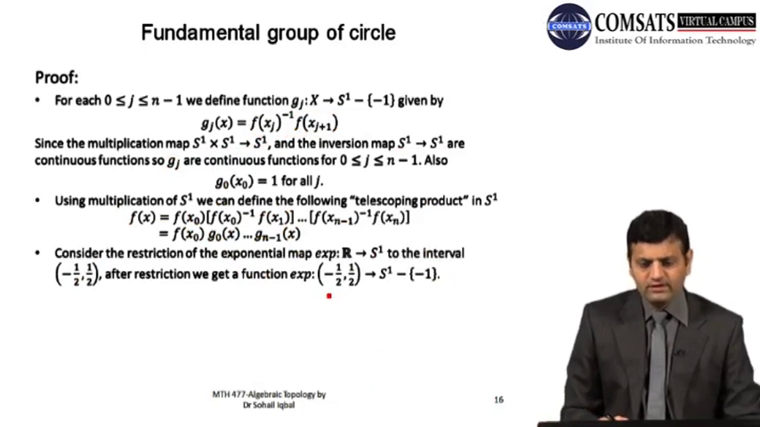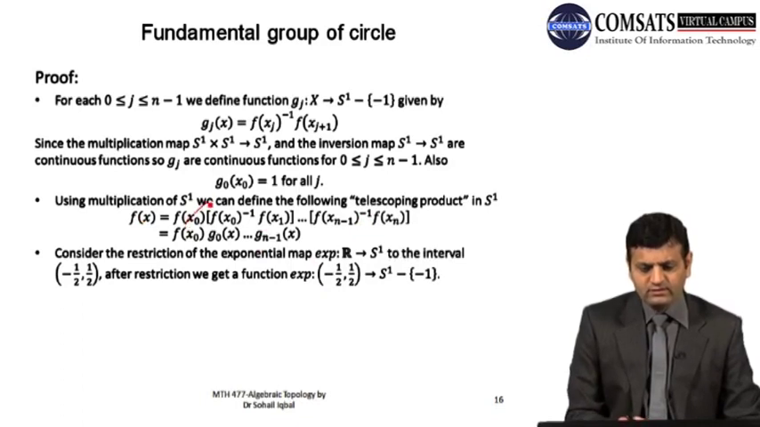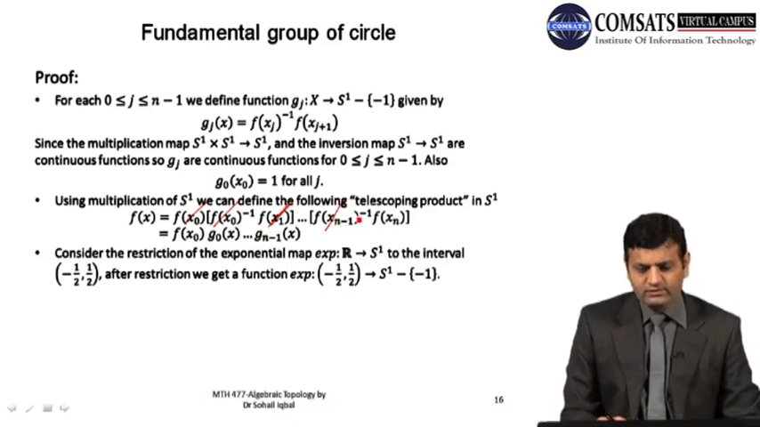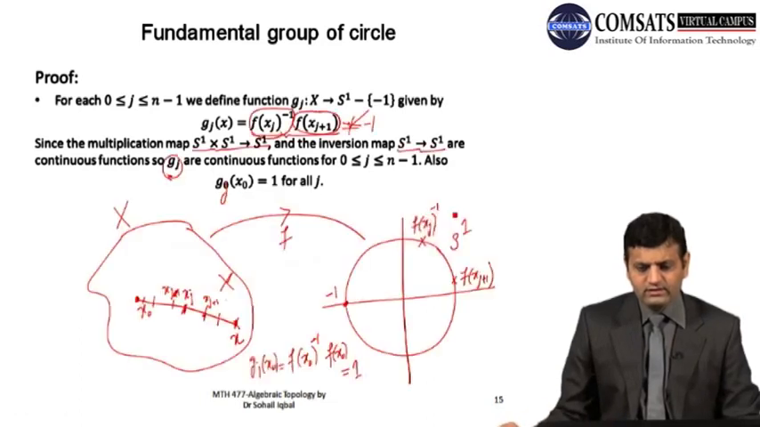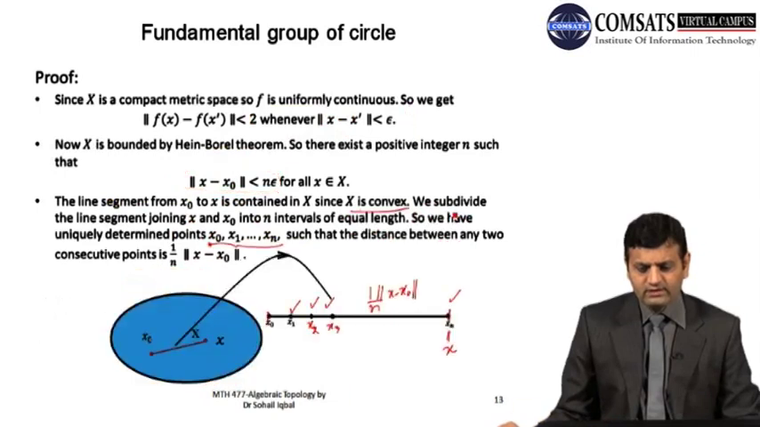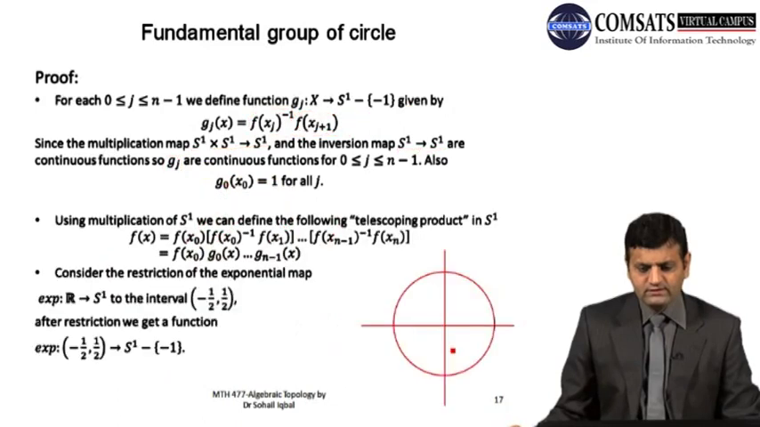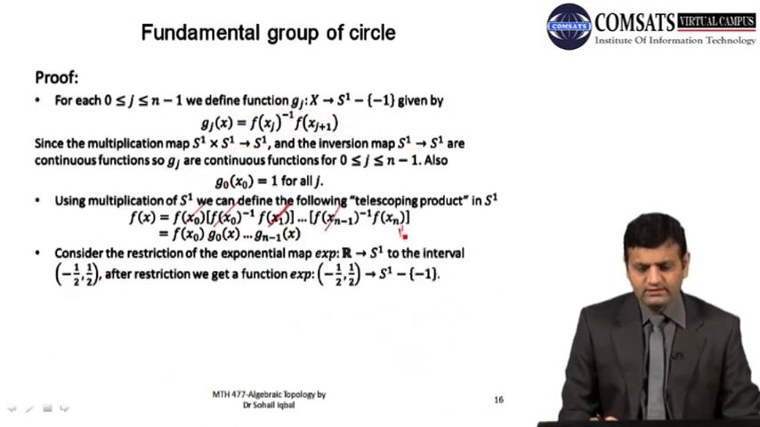Using multiplication of S1, we can define the following telescoping product in S1. So what are we going to define? f of x is equal to this thing, so this f of x naught can be cancelled out with this f of x naught inverse, and similarly these will all cancel out till f of x n minus 1. But what about f of xn? In the division of the line segment, we have seen that xn is equal to x, so in other words we can say that f of xn is equal to f of x.